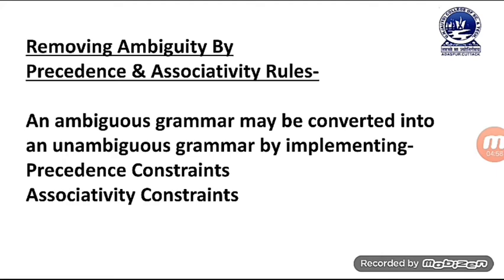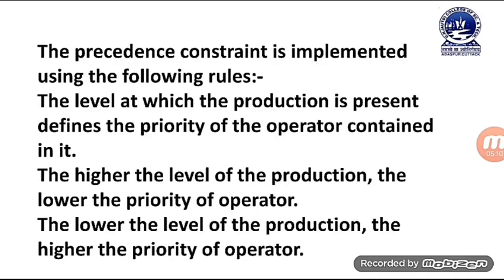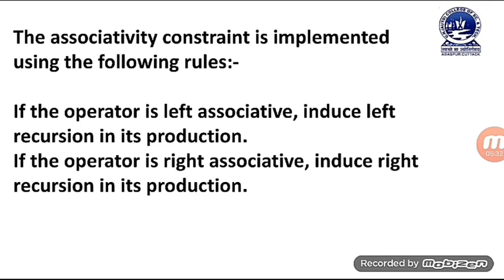All of us know the meaning of precedence of operator and associativity. Ambiguous grammar may be converted into unambiguous grammar by implementing precedence constraint and associativity constraint. The precedence constraint is implemented using the following rules. The level at which the production is present defines the priority of the operator contained in it. The higher the level of production, the lower the priority of the operator. Similarly, the lower the level of production, the higher the priority of the operator.